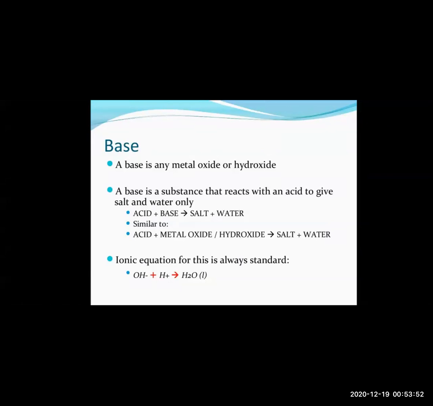Now the second point: a base is a substance that reacts with acid to give salt as well as water. When the acid reacts with a metal oxide or hydroxide, salt is produced and water is produced. As the equation is given, any hydroxide, that is OH minus, reacts with H plus ions, what is produced?